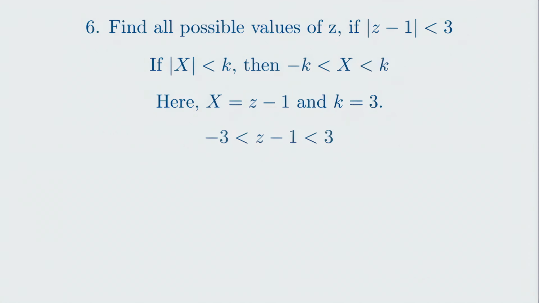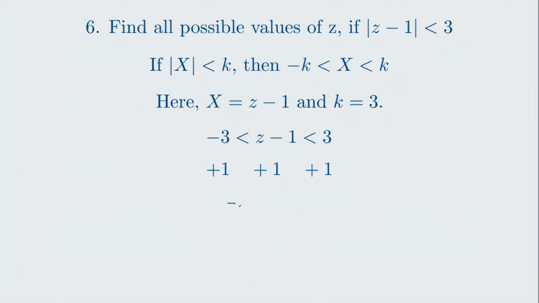This inequality is read from left to right. It means that z minus 1 must be between negative 3 and 3. To solve for z, we need to isolate it in the middle of this three-part inequality. We can do this by performing the same operation on all three parts. Since z is being subtracted by 1, the opposite operation is to add 1. So we add 1 to the left, middle, and right parts of the inequality.